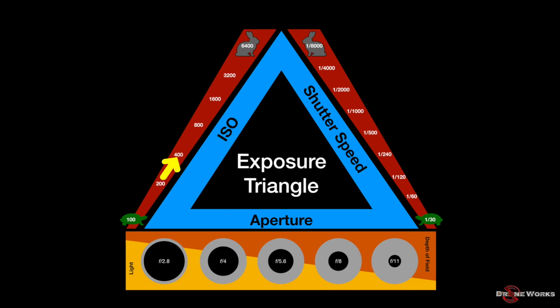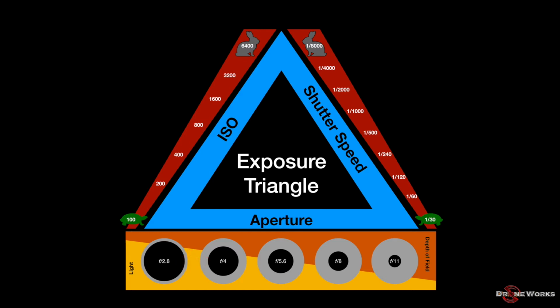Changing the ISO from 200 to 400 increases the amount of light by one stop, which is twice as much light. Changing the shutter speed from 1/120th of a second to 1/240th of a second decreases the amount of light by one stop, which is half the amount of light. Changing the aperture from f4 to f2.8 increases the amount of light by one stop, which is double the amount of light.